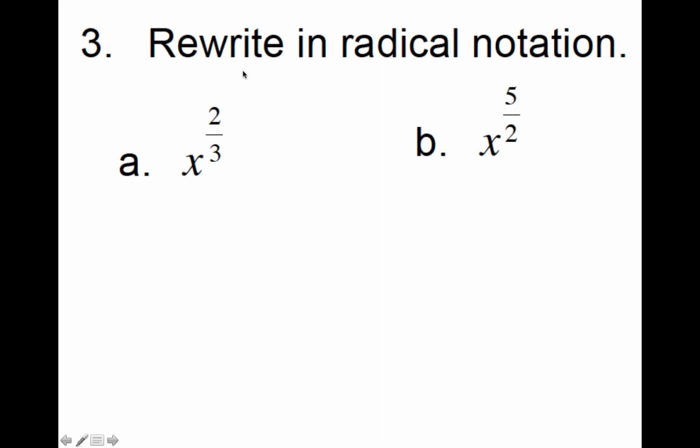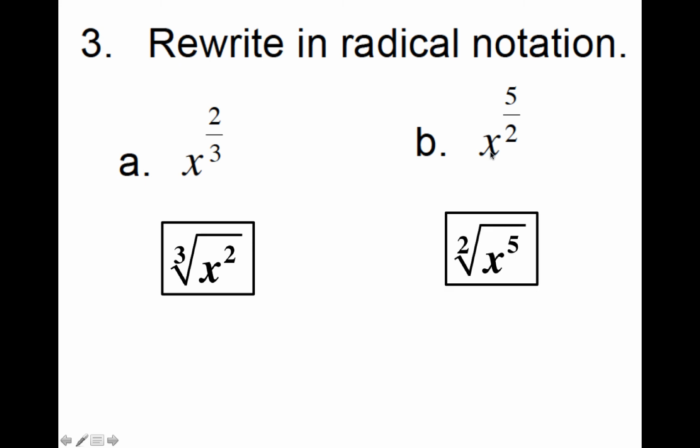This one's going the other way. We're going to rewrite it into radical notation. So here we go. The root number is 3, and it's going to be x squared inside. This one has a root number of 2, and it's x to the 5th power. You do not need to have the 2 written if you're finding the square root. So if you don't write a 2 here, it's okay, because it still means the square root of x to the 5th.